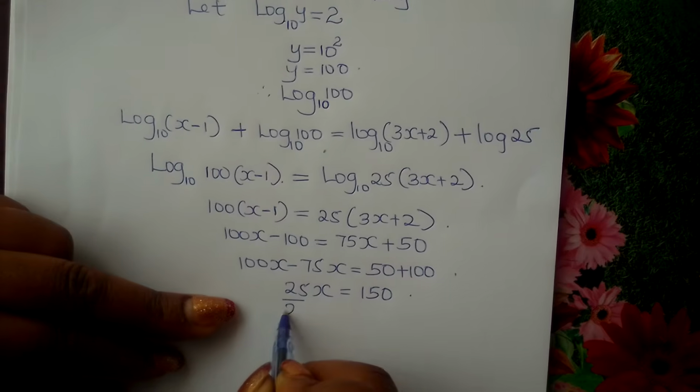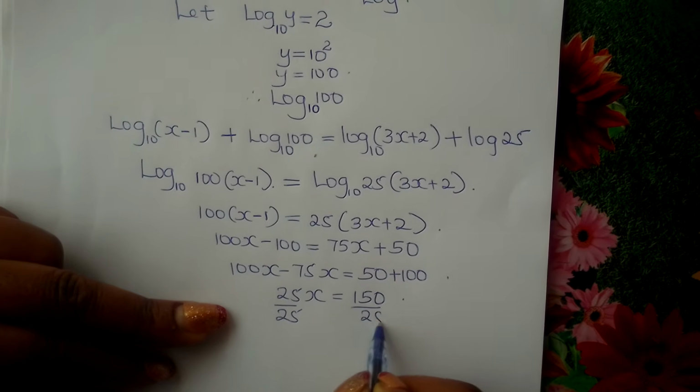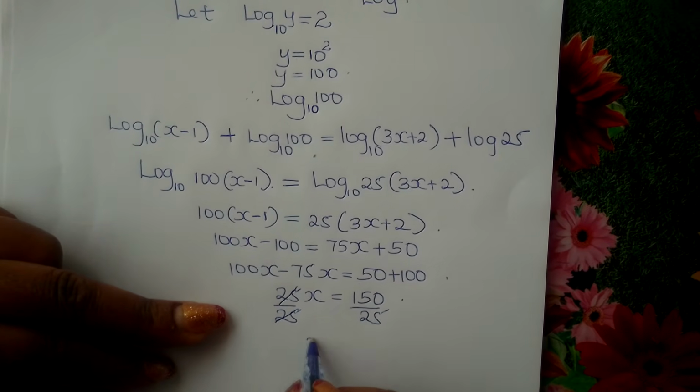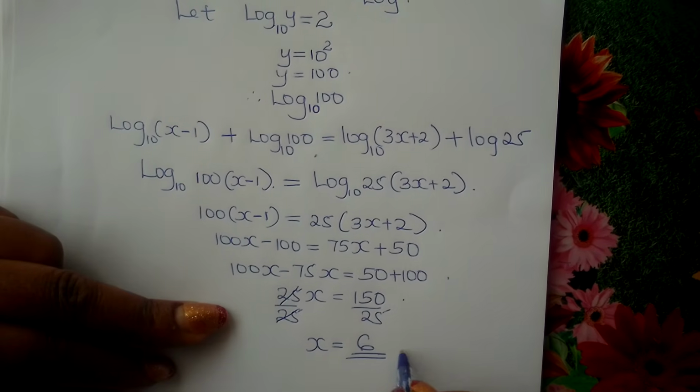And therefore, learner, to get x, you just divide both sides by 25. And therefore your x will be 6.